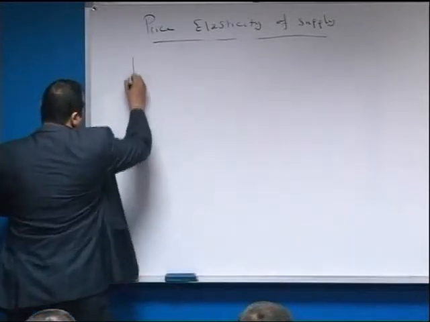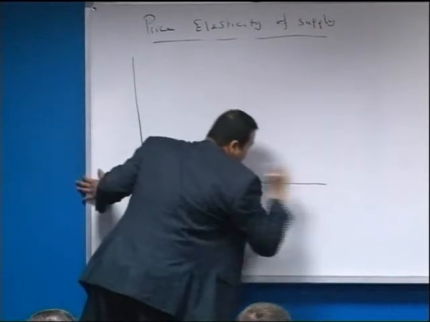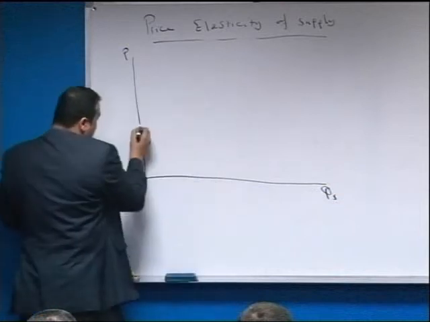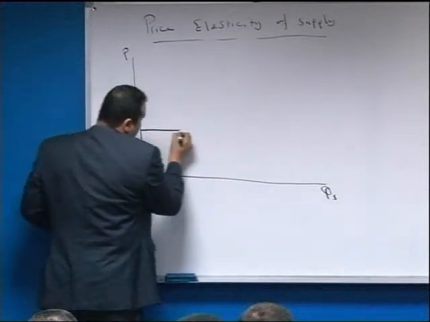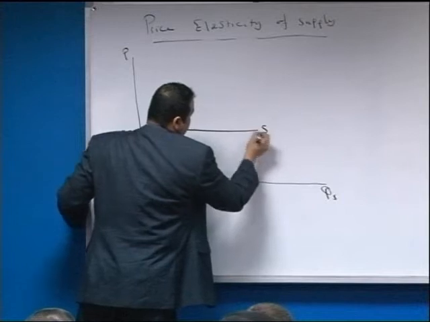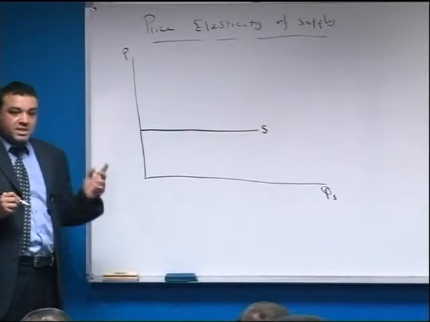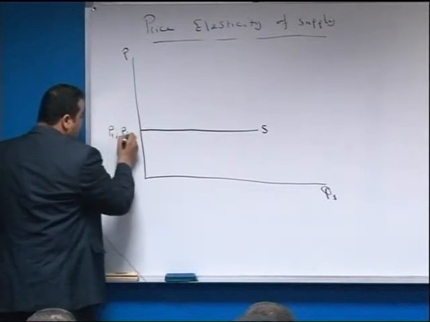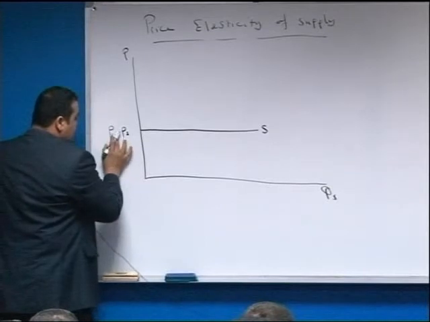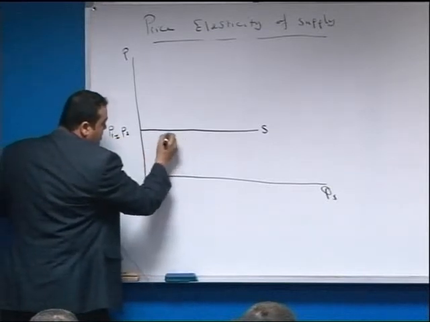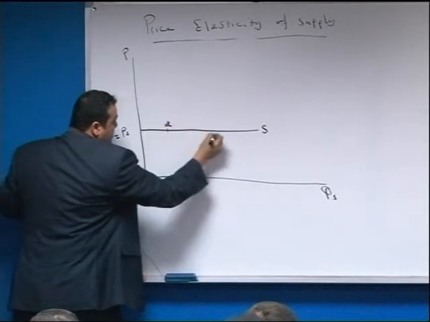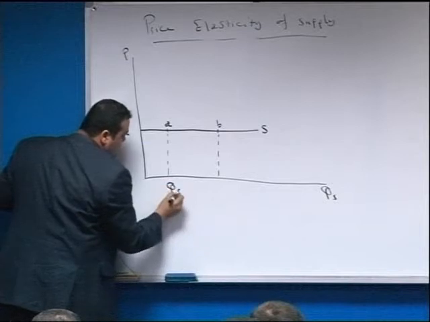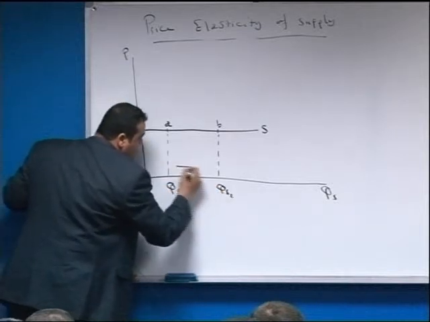Sometimes we can see the supply curve is a horizontal line. P, QS, and the supply curve is a horizontal line. This is the supply curve. In this case, as you see, the price has not changed. P1 equals P2, and suppose this is point A, point B, QS1, QS2.